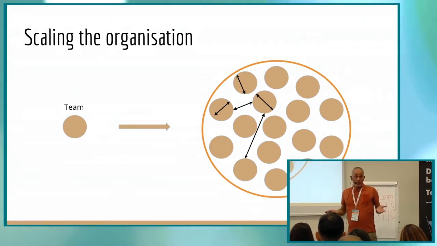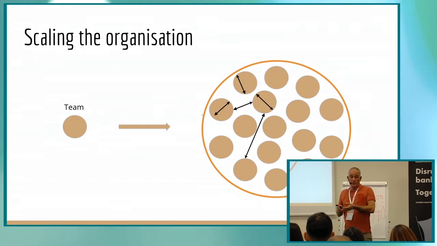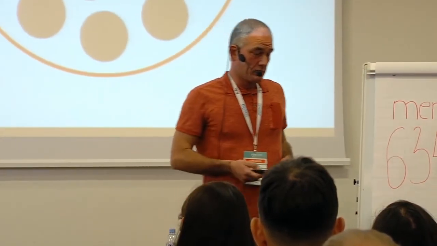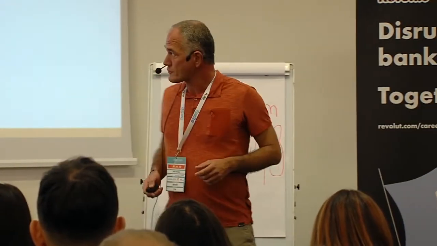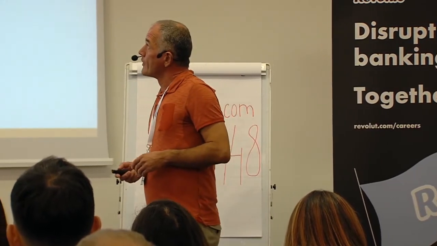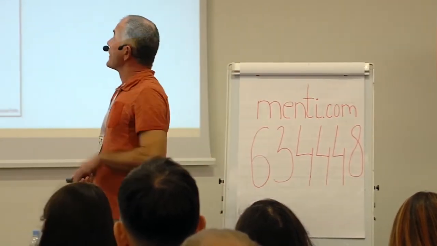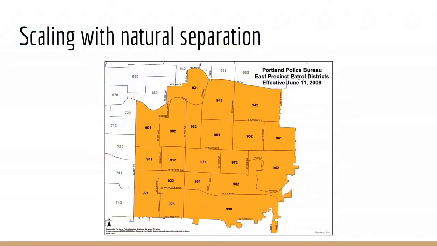Now, how do we create different teams? What are the responsibilities of a team? Why are they separate? So, this is a map from the Portland Police Bureau. This is about what different police teams are responsible for in surveilling.